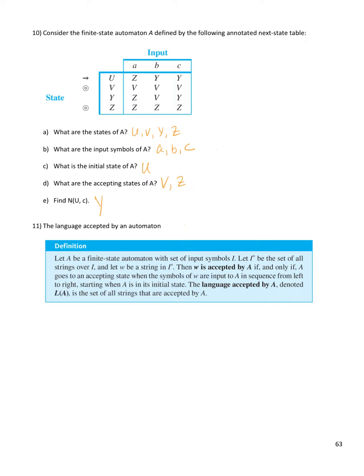Okay, so here's another definition: the language accepted by an automaton. If A is a finite state automaton with input symbols I, I star is the set of all strings over I. And we're going to let W be some string in I star. Then W is accepted by A if and only if A goes to an accepting state when the symbols of W are input into A in sequence from left to right, starting when A is in its initial state. So the language accepted by A is denoted L of A, the set of all strings that are accepted by A.